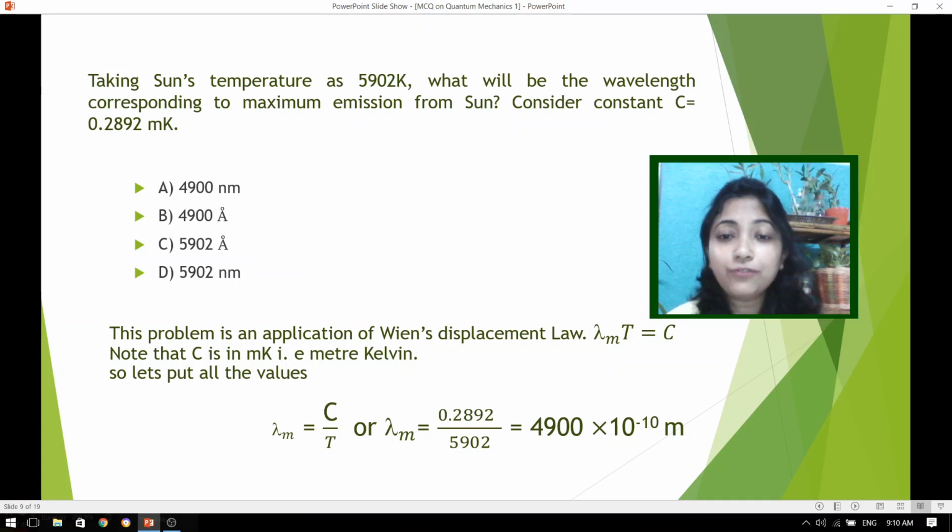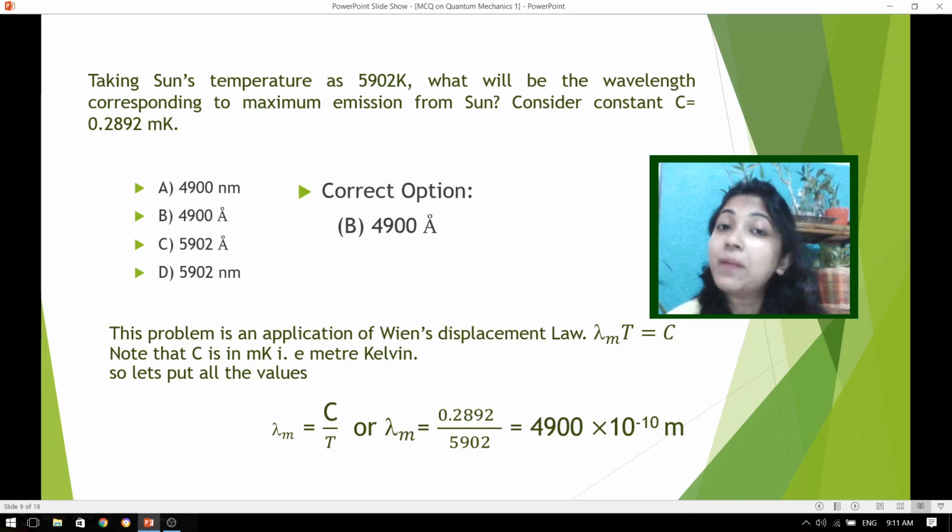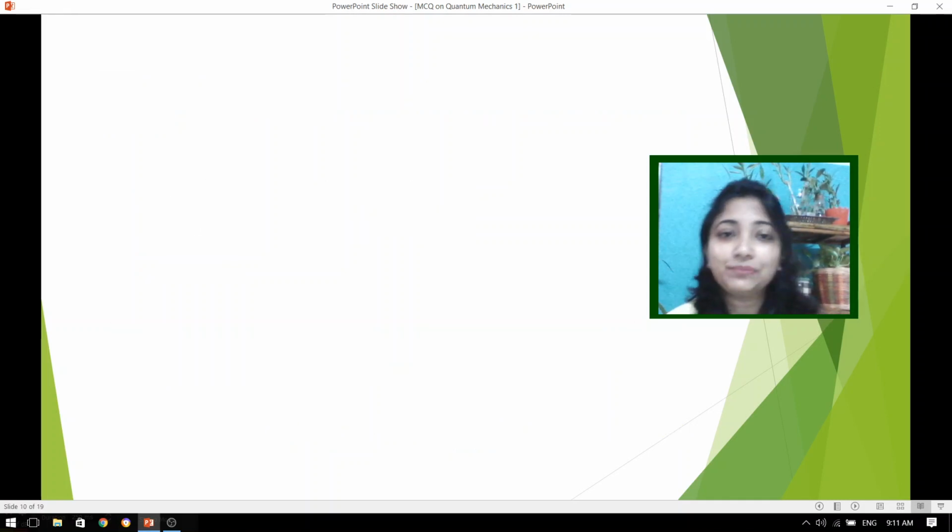That comes out to be 4900 into 10 to the power minus 10 meters. And since 10 to the power minus 10 meter is angstrom, we can choose the correct option as 4900 angstrom. See, even if option A is also having the same numeral 4900, since it has been given in nanometers, which is 10 to the power minus 9 meter, it cannot be our correct option. So, with these kind of small little clues, you can always choose the correct option.